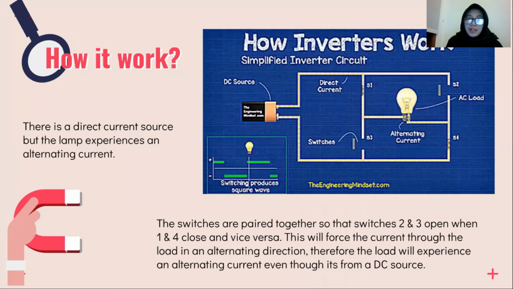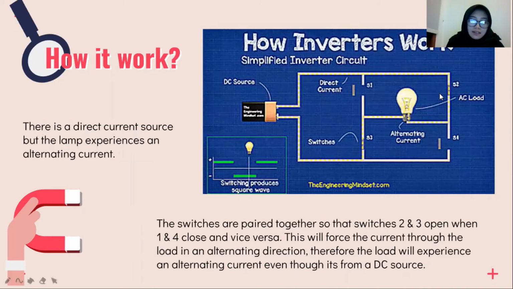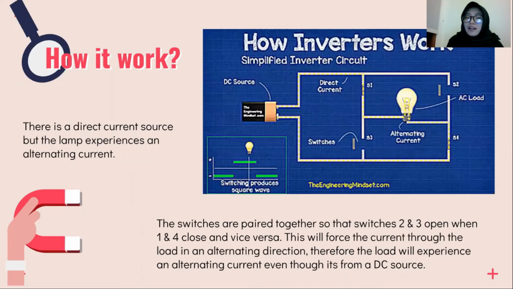How do inverters work? Let's consider a simplified circuit where a DC source is being used to power an AC load. To convert the DC to AC, there are four switches, and the switches are paired together so that switches 2 and 3 open when 1 and 4 close, and vice versa. This will force the current through the load to be an alternating current, and therefore the load will experience an alternating current even though it's from a DC source.